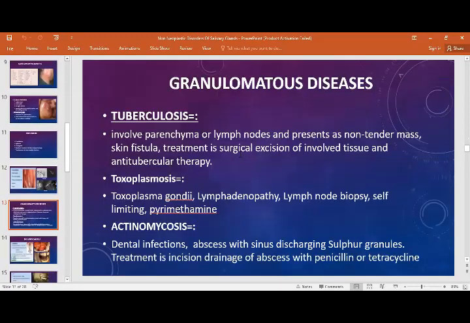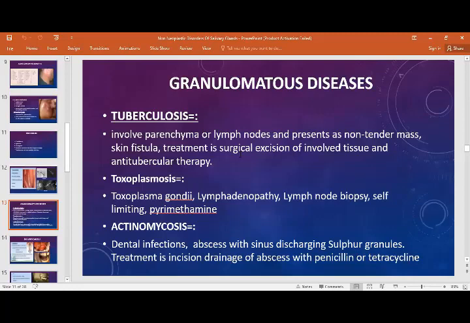Now, another cause of salivary gland inflammation is granulomatous disease. Whenever there is an infection of any kind, granulomatous disease would be included in the differential diagnosis. We must go through all these granulomatous diseases, nothing new in these. The first is tuberculosis, the others are toxoplasmosis and actinomycosis.